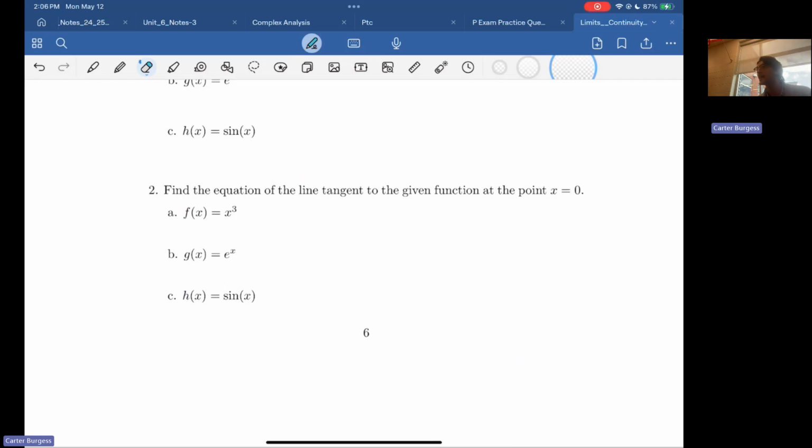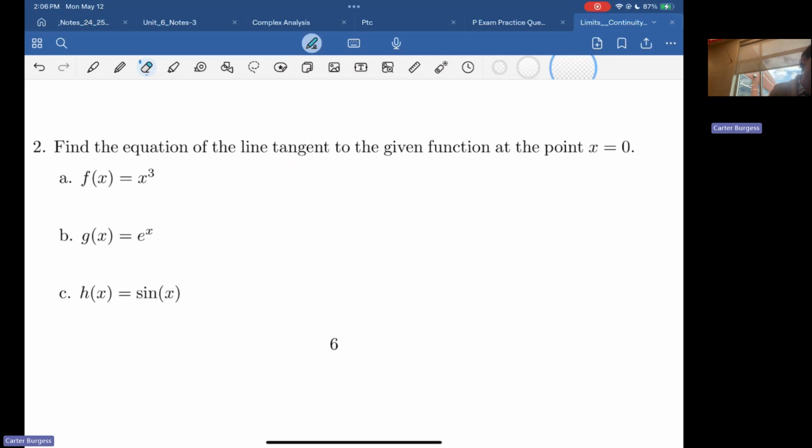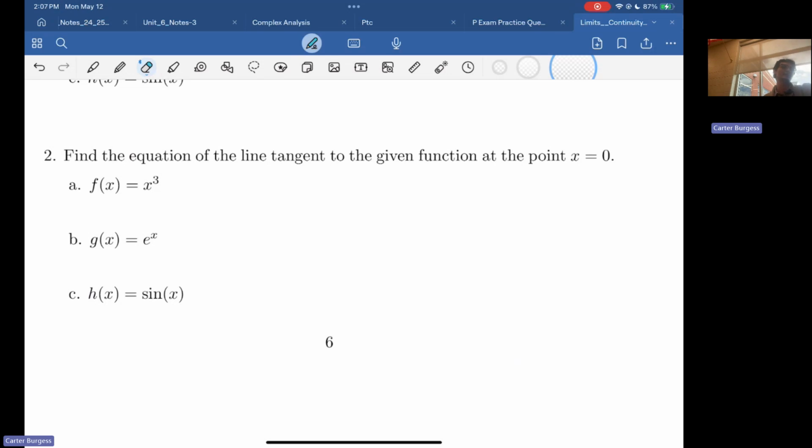And the way that we are going to do that, since I'm saying that it is the slope of the tangent line that passes through the function, is we're actually going to find the equations to the tangent lines that are passing through functions at particular points. So let's consider example 2 here, where we are being asked to find the equation of the line tangent to our given function when x is equal to 0.